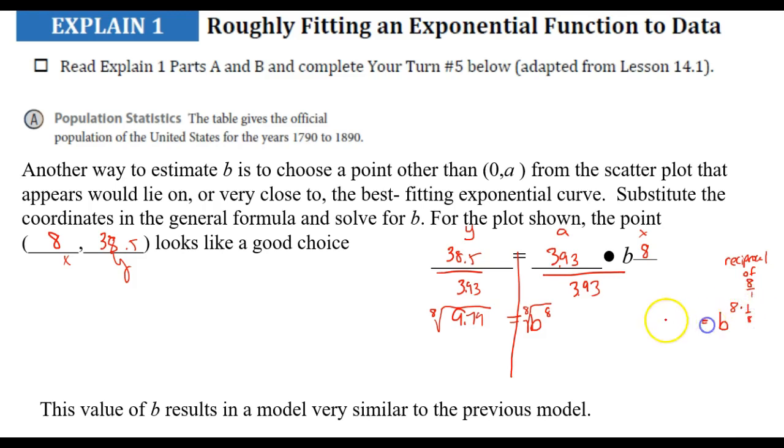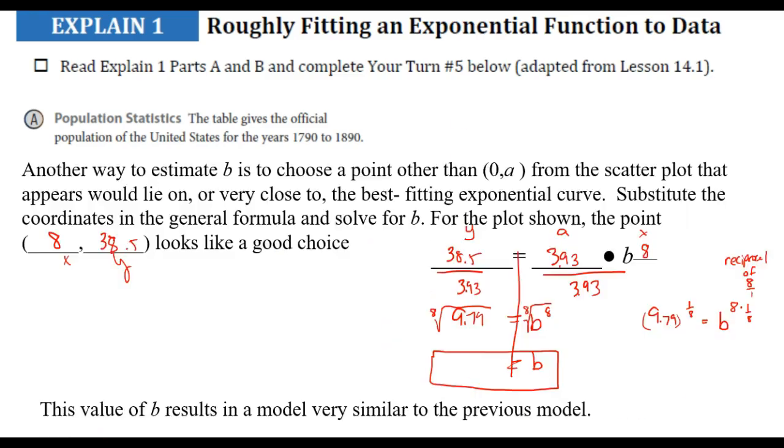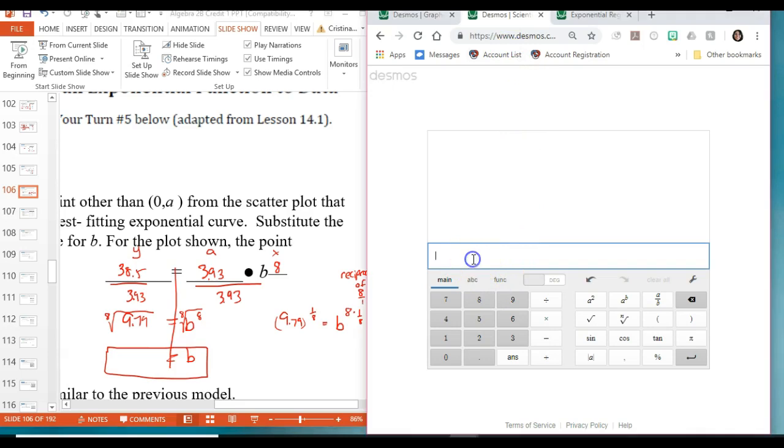1 over 8, right? So we could do the same thing, 9.79 to the 1/8 power, whichever is more convenient on our Desmos calculator. And I'll show you how to do that, so that way you can figure out how would I calculate this if I don't have a graphing calculator at home? So on our Desmos calculator, 9.79 to the 1/8 power is about 1.32.